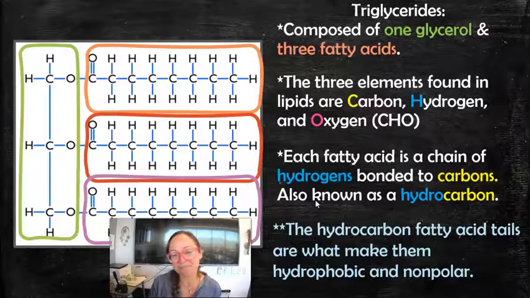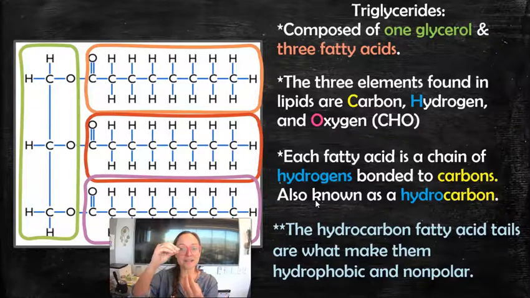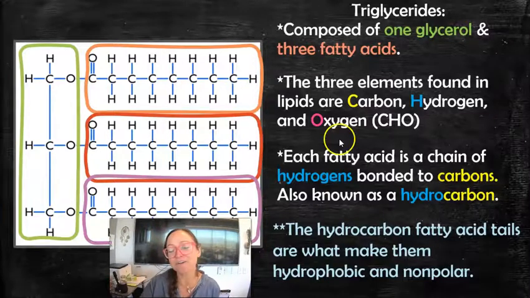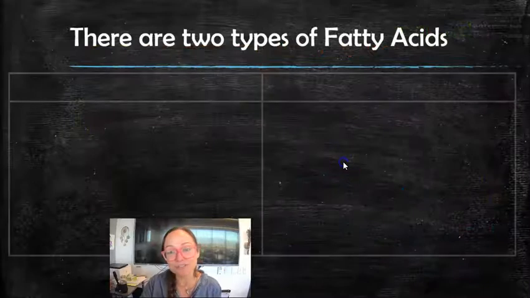To summarize, triglycerides are a fantastic long-term energy storage molecule because of all of the electrons being stored in the bonds between carbons and hydrogens. So when we break these down in aerobic respiration, we're harnessing the electrons and the hydrogens from these fatty acids in order to power our mitochondria. Okay. Now, there are two types of fatty acids.